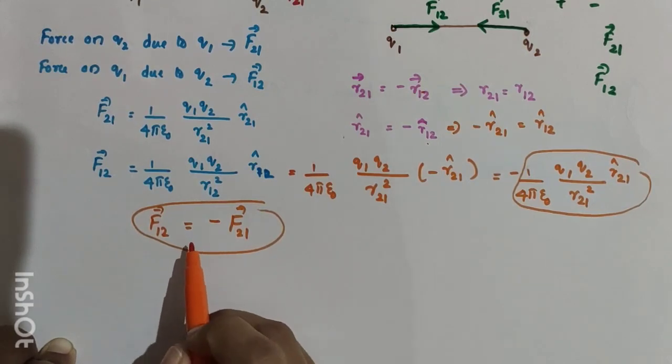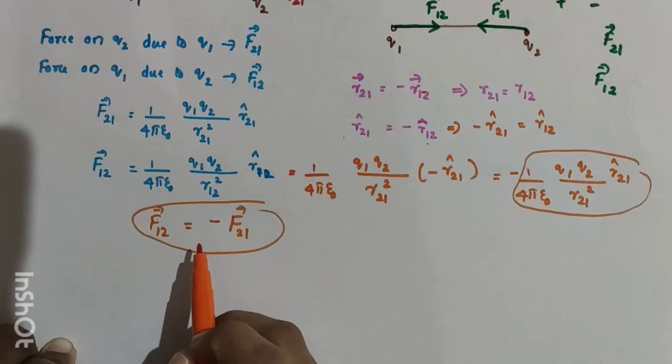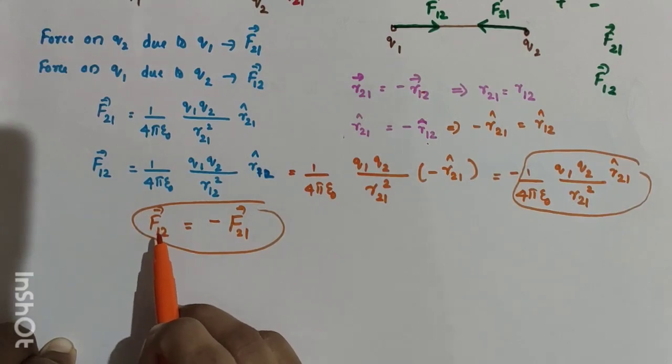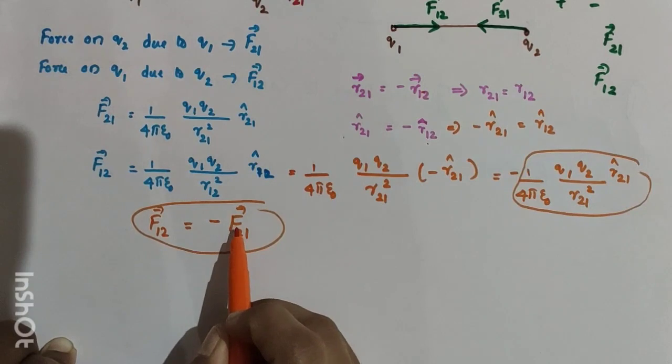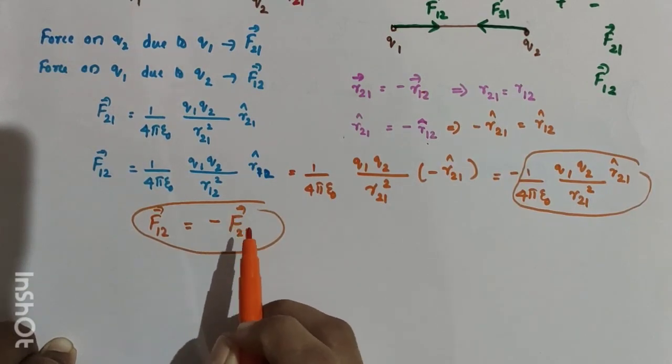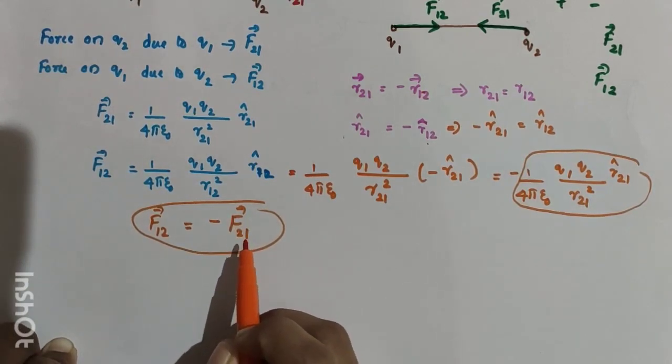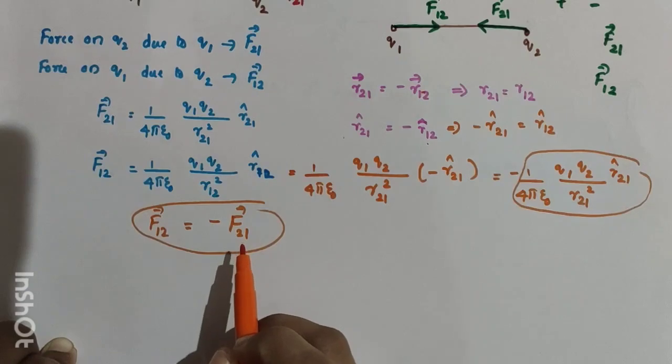So from this expression we can see that Coulomb's law agrees with Newton's third law, because Newton's third law states that for every action there is an equal and opposite reaction. So you see there is a force on Q1 due to Q2, and in opposite direction but equal in magnitude there is a force on Q2 due to Q1. So we can say that Coulomb's law agrees with Newton's third law.